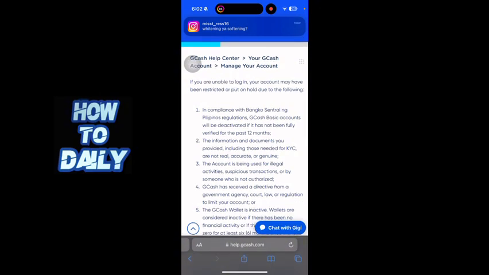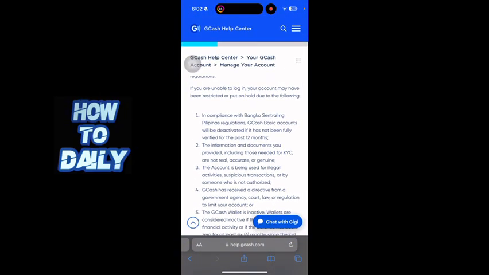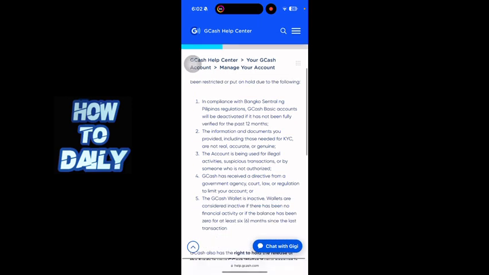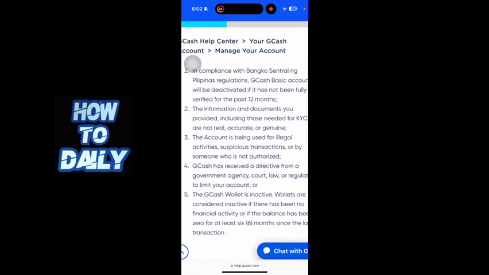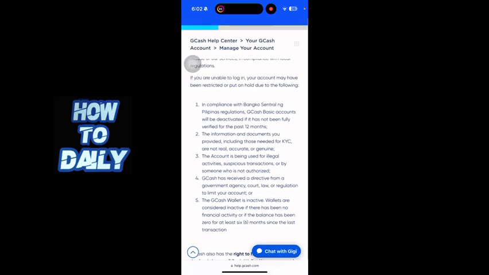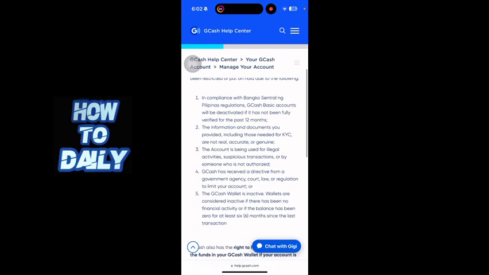Or if the account is being used for illegal activities, suspicious transactions, or by someone who is not authorized, or GCash has received a directive from a government agency, court, law, or regulation to limit your account, or the GCash wallet is just inactive. Wallets are considered inactive if there has been no financial activity or if the balance has been zero for at least 6 months since the last transaction.